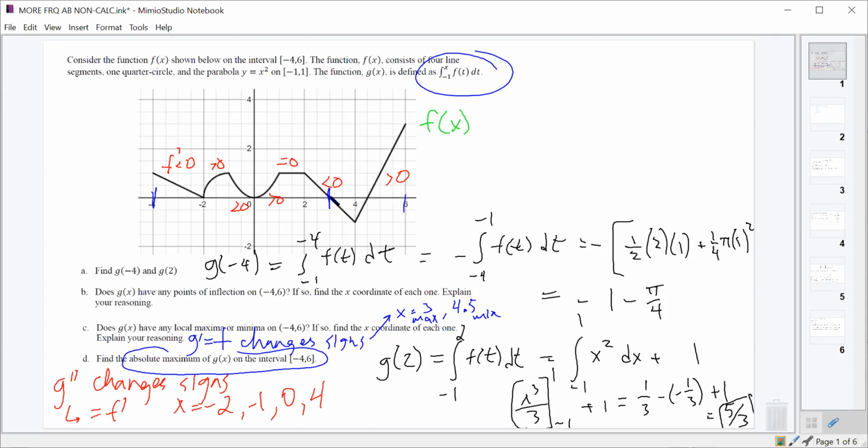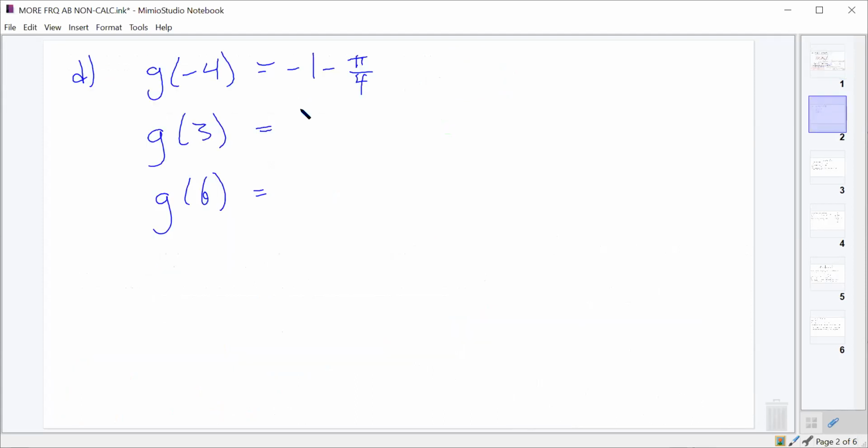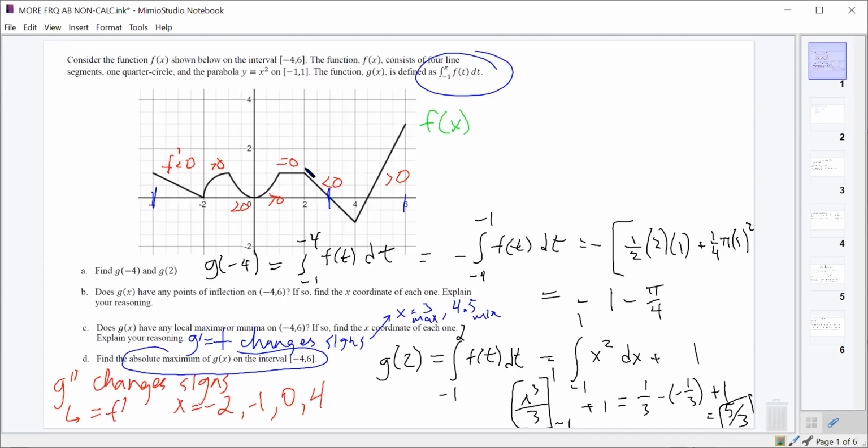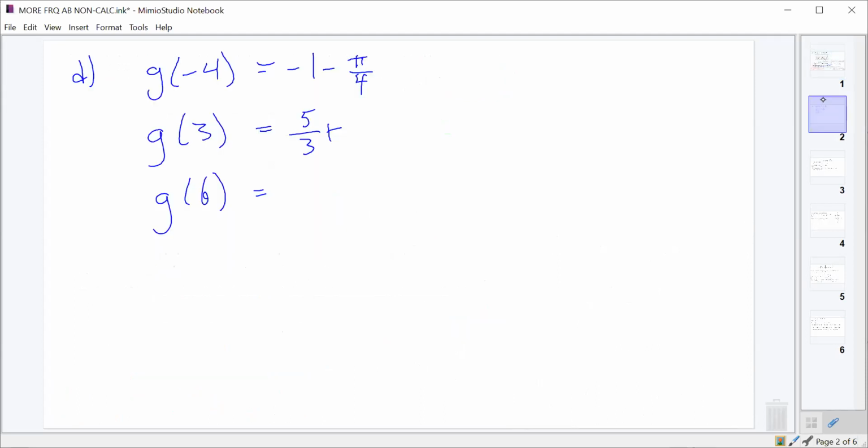So G of 3 should be equal to G of 2 plus this triangle. Right? What was G of 2? 5/3 plus this little triangle here. What's this little triangle? It's 1/2 the base times the height. So 1/2 of 1 times 1. So we have 5/3 plus 1/2. What's 5/3 plus 1/2? Should be 13/6, I believe.